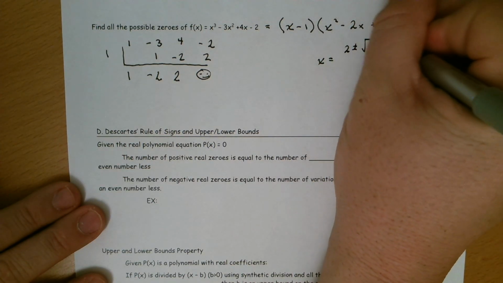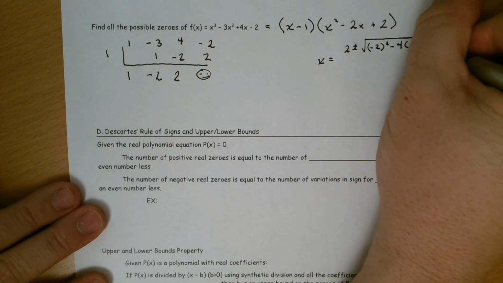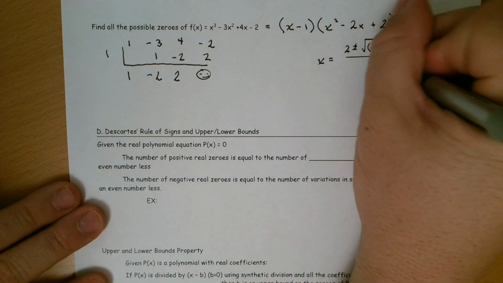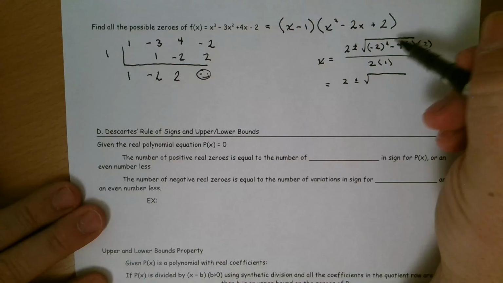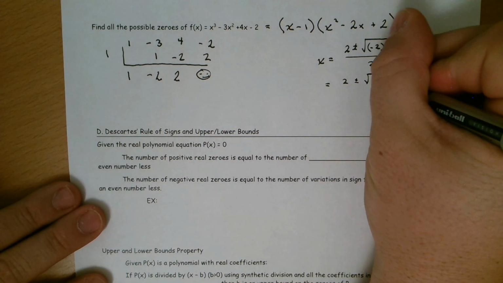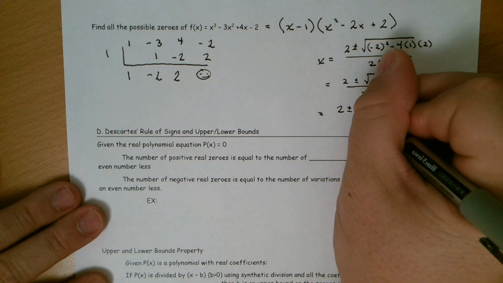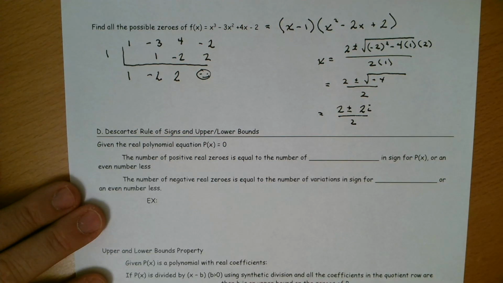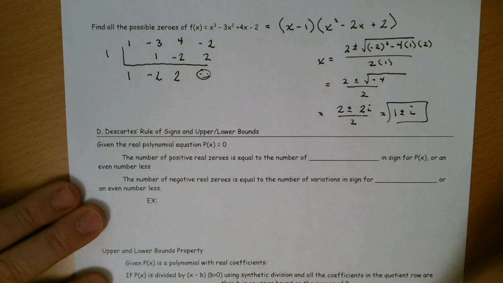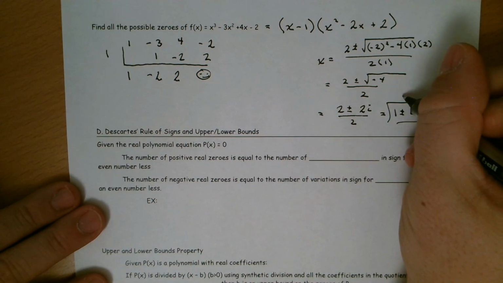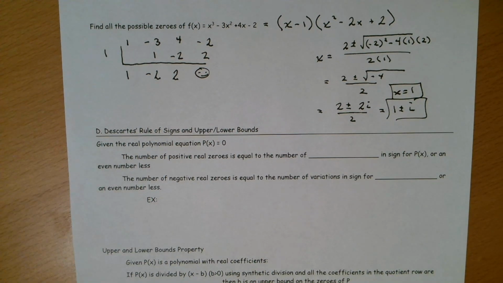So minus b plus or minus the square root of b squared minus 4ac all over 2a. We should get, let's see what we get. 4 minus 8, -4 over 2, 2 plus or minus 2i over 2. Everything divides by 2, so 1 plus or minus i. So our zeros are 1 plus or minus i and 1, which we found earlier. Pretty cool.